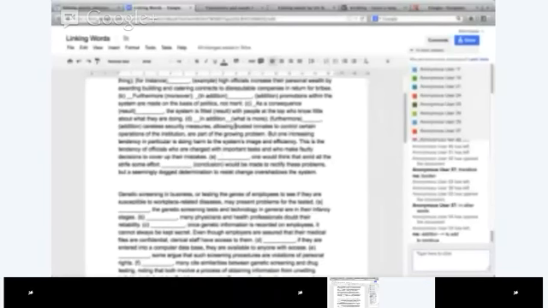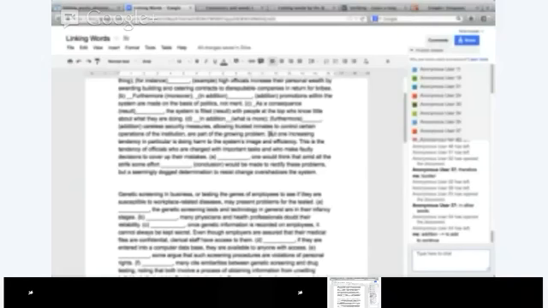So can you read the sentence for us from here? From "But one." Yeah, "But one increasing tendency." "But one increasing tendency in particular is doing harm to the system's image and efficiency. This is the tendency of officials who are charged with important tasks and who make faulty decisions to cover up their mistakes."